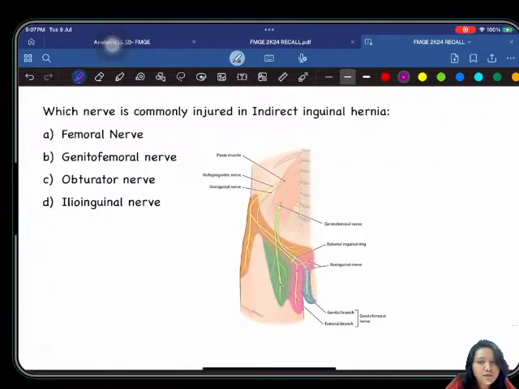Now they have given another question: which nerve is commonly injured in indirect inguinal hernia? They have mentioned the femoral, genitofemoral, obturator, and ilioinguinal nerves. Anyone who has attempted this question can answer in the chat. I will rectify you.